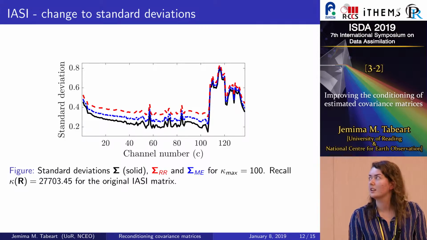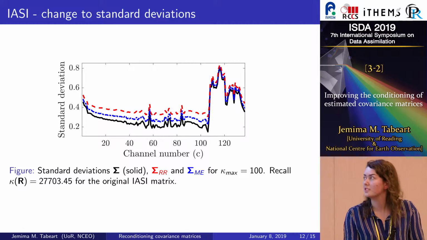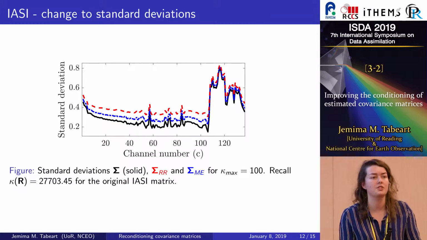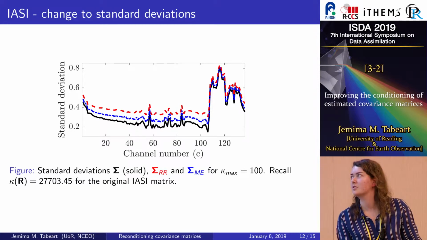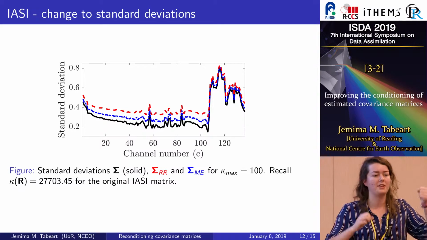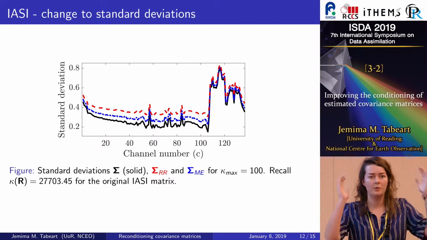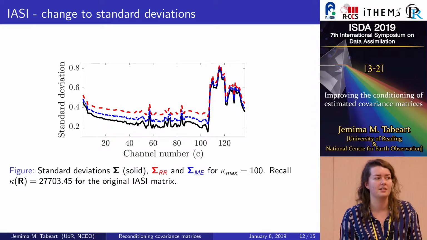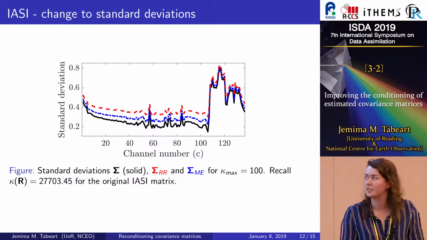And one thing that relates back to Alison's talk is that we see larger increases to the smaller standard deviations than we do to the larger. This is because if you think about it, we had the variance plus a constant. When we take a square root of that, that's going to have a larger impact on the smaller values.